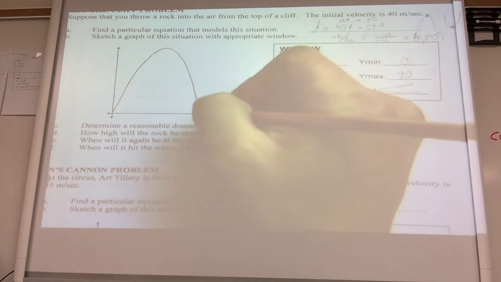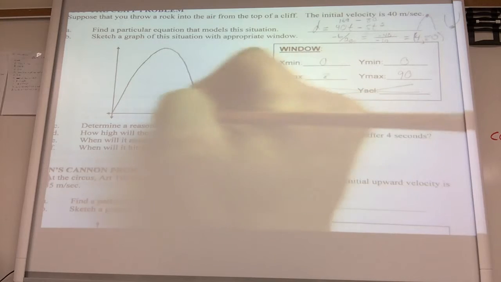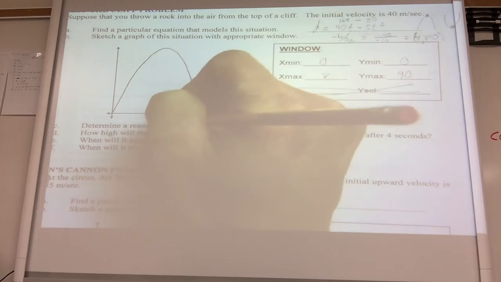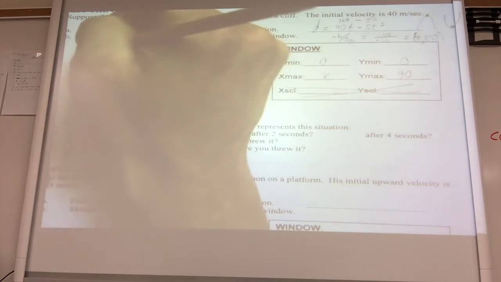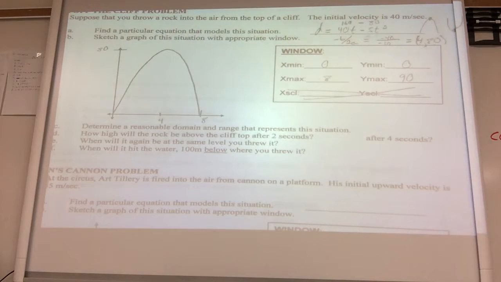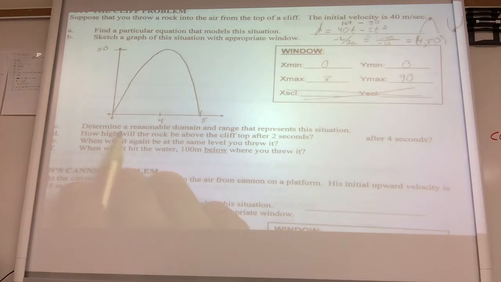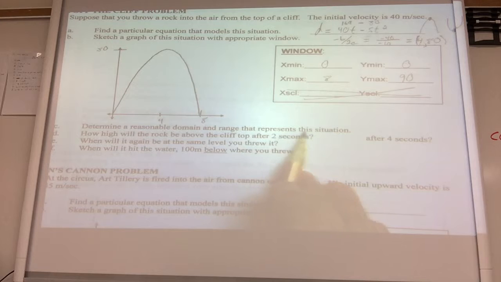Something like that, where that's 8 seconds, the vertex is at 4 seconds, and the maximum height is 80. Okay, that's fine. Determine a reasonable domain and range that represents the situation.